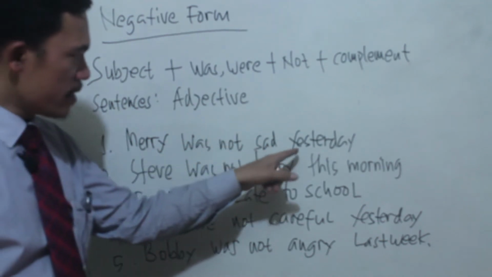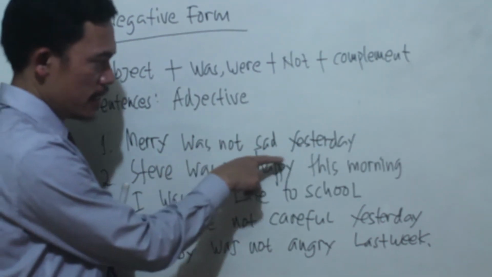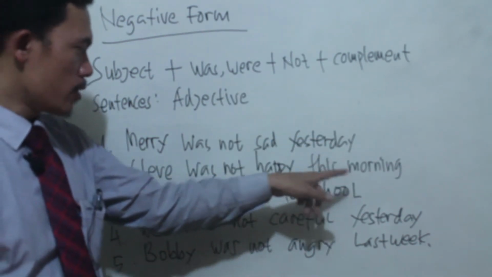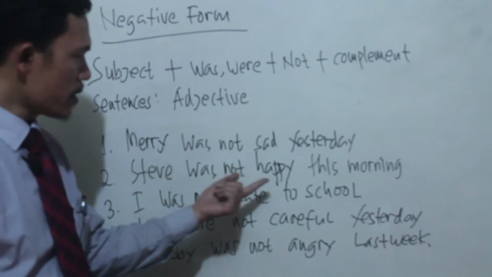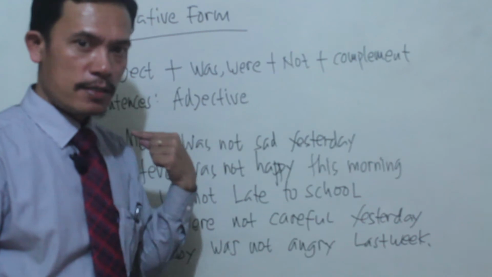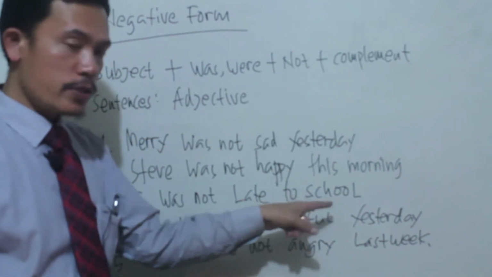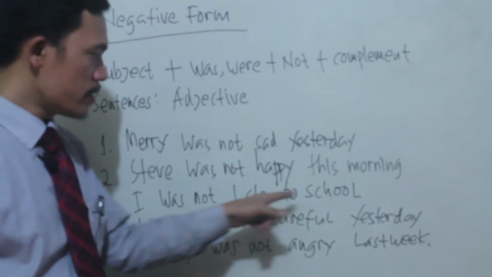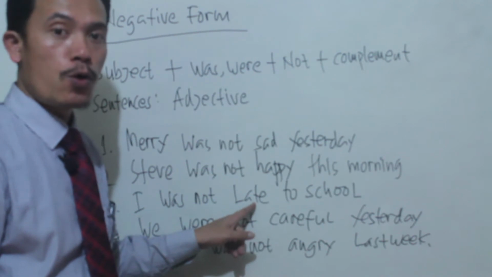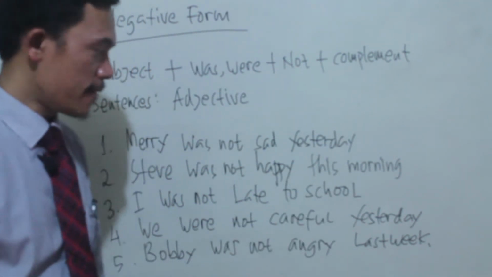Mary was not sad yesterday. Mary is subject, was not sad. Not sad yesterday. Okay, number 2, Steve was not happy this morning. Steve is subject, was not happy is predicate or non-verb. This morning is past time. Next, number 3, I was not late to school. I is subject, was not late is predicate or non-verb. To school is showing the place.